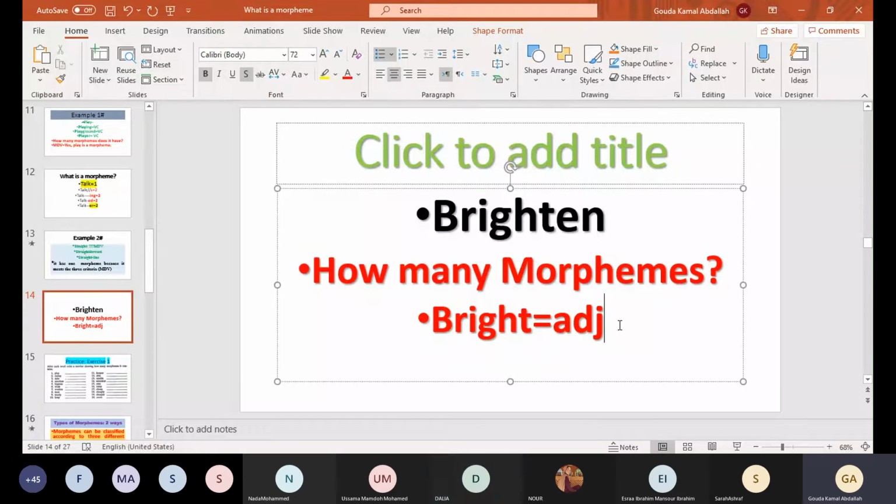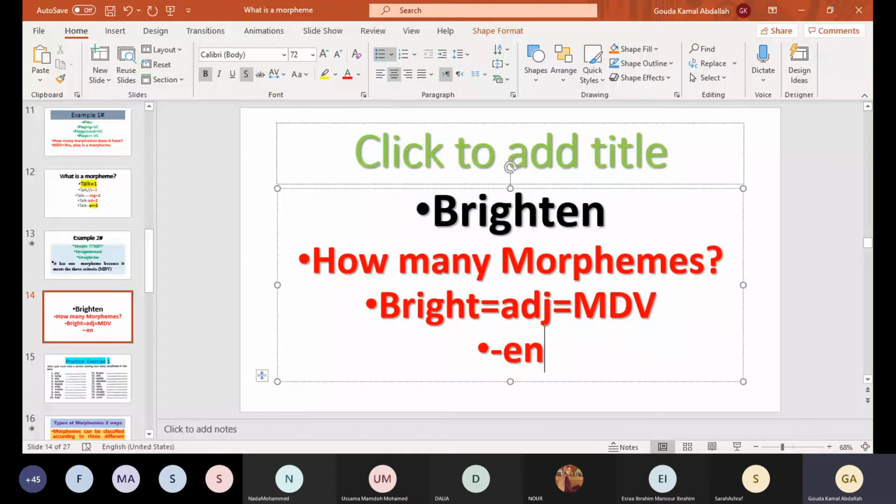The second one is EN. Does it have a meaning? To make. It has a meaning. Can we divide it into a smaller unit? No, we cannot. Are there other English words that have the EN with the same meaning?